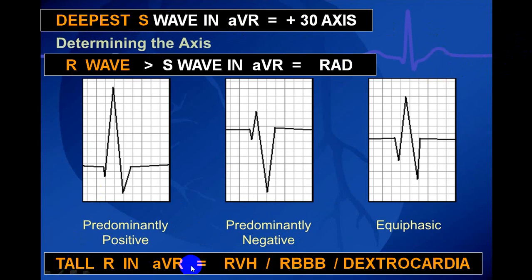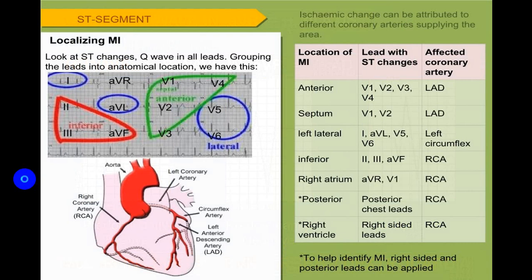So if you get a tall R wave in AVR, it is more towards right axis deviation. And if it is more towards right axis deviation, you can suspect RVH, RBBB, dextrocardia. Now again, you can utilize one more thing. If it is a narrow QRS complex and there is a terminal R wave which is positive and taller, suspect RVH and dextrocardia. And if it is a broad QRS complex, then suspect RBBB. This is one clue which you can utilize in AVR lead.